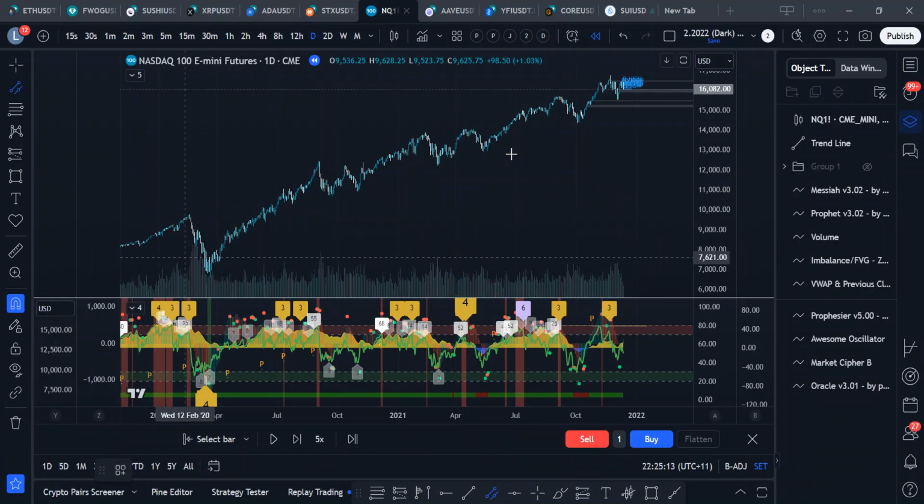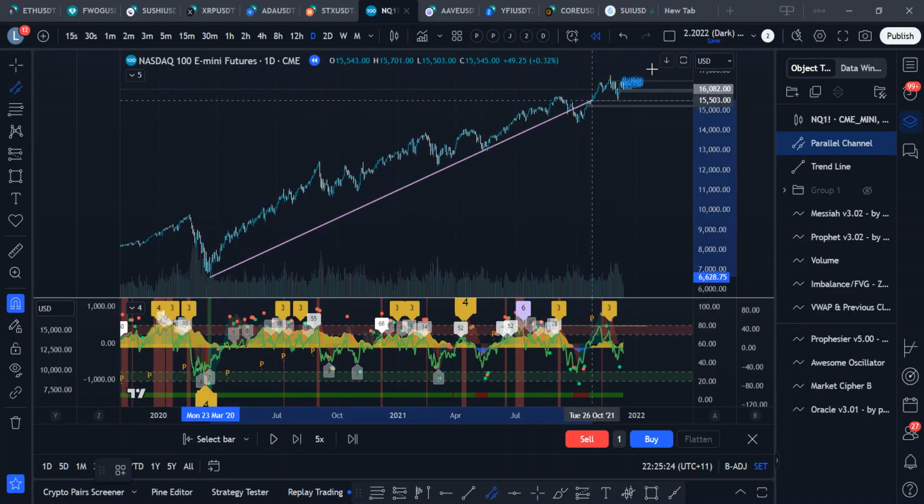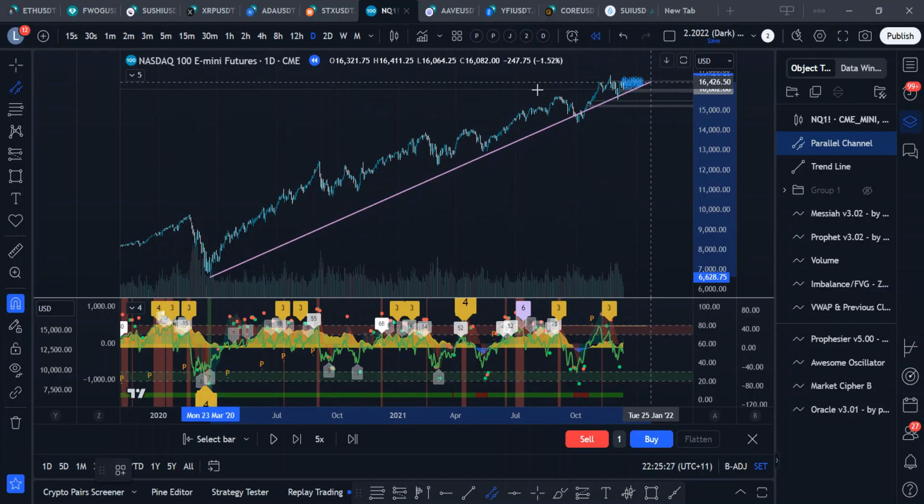So this is just drawing you a nice little video on channels, parallel channels particularly. So we can see here this is an uptrend. We've got an uptrend going. It's the daily Nasdaq mini, MNQ. So I'm just going to draw this.